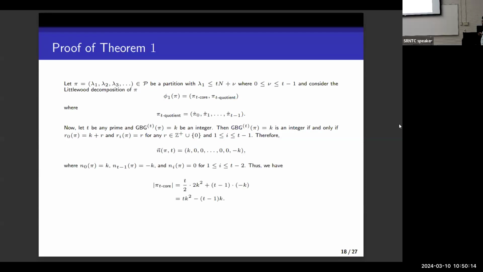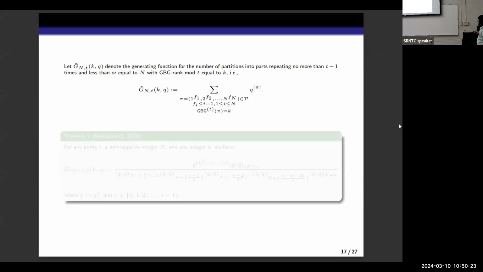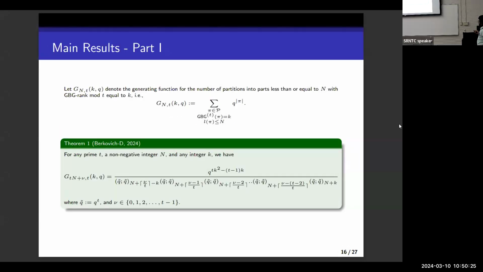And then from Garvan, Kim, and Stanton's formula, we get the norm of the t core to be this: tk squared minus t minus 1 times k. So this indeed gives a hint to the numerator, the fact that the numerator has a q exponent which is the same as what we got.